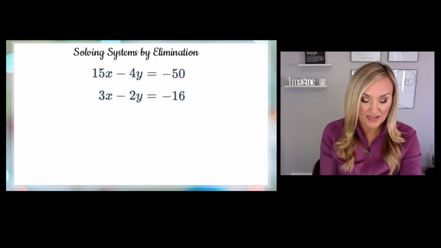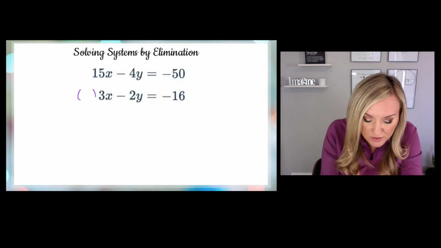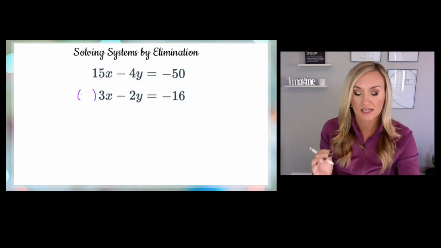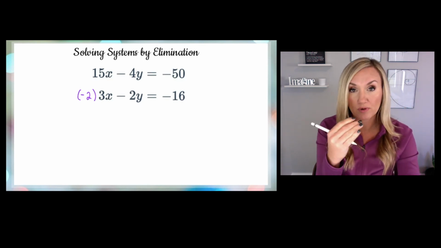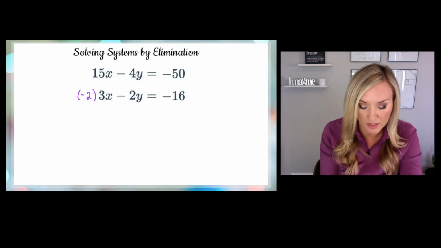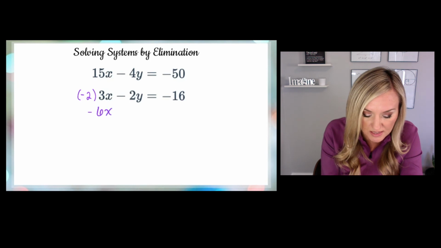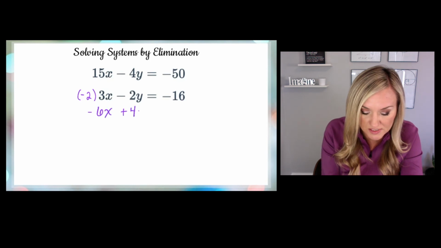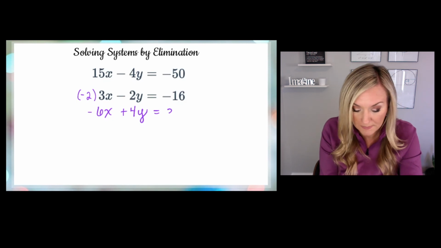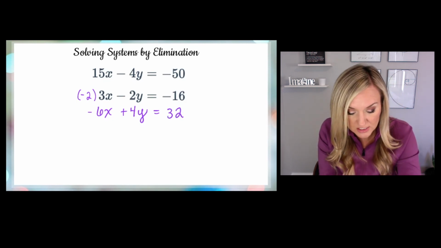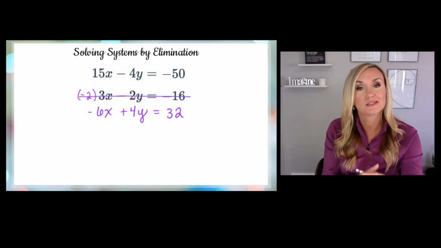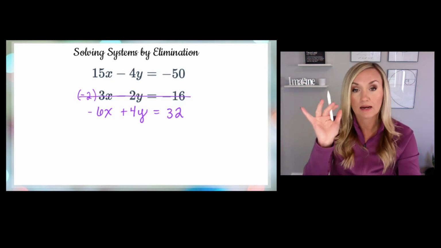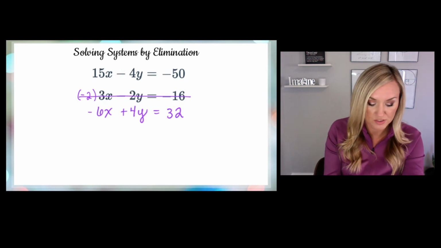So let's go ahead and try it out. What I'm going to do is multiply the second equation by -2. And when I do that, I'm going to rewrite what that equation is below this first one. So this is going to be a -6x. This is going to become a +4y. And this is going to become a positive, what is this, 32? Good. Now, I'm just going to draw a line straight through this. I'm going to forget about it. It's gone. And I will now look at these two equations.